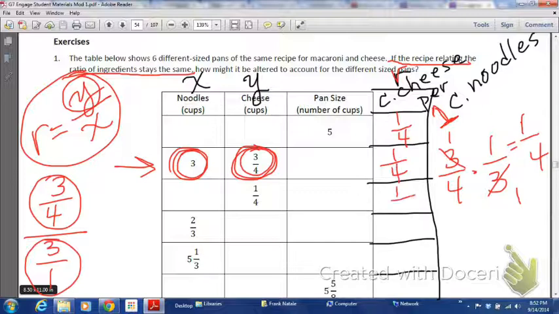Okay, so here we go. 1/4. This is always going to be my rate of cheese: cups of cheese per 1 cup of noodles. Then from there, I just apply that rate to all these different scenarios and find my answer.